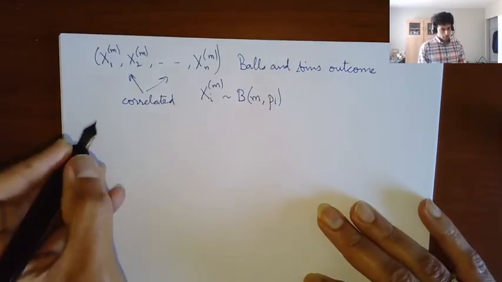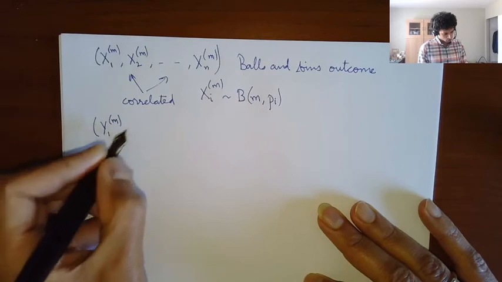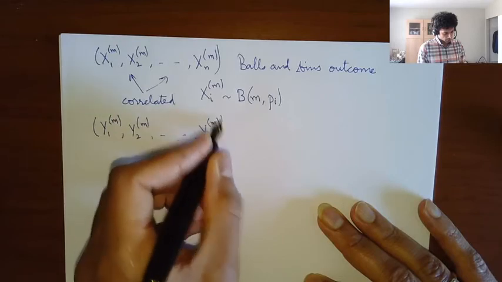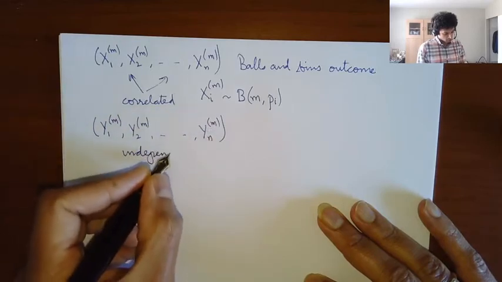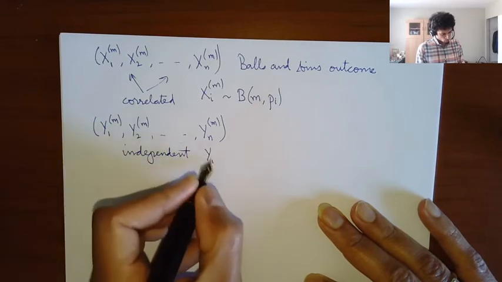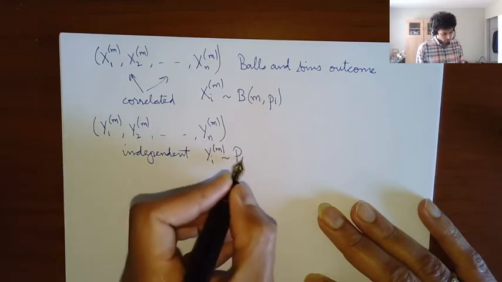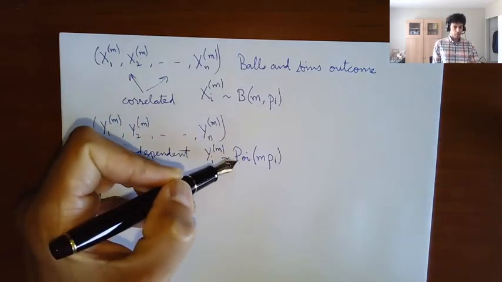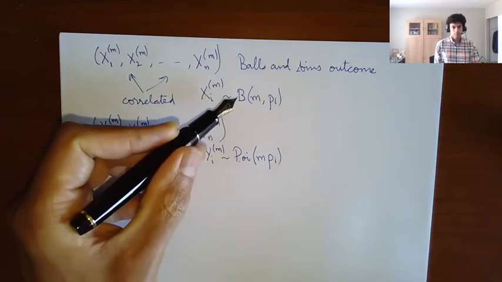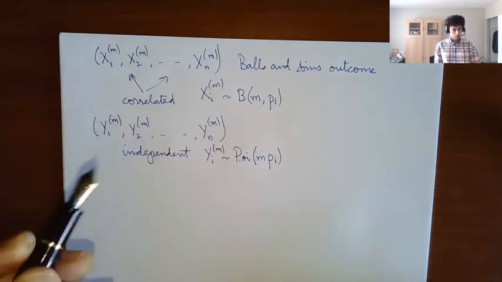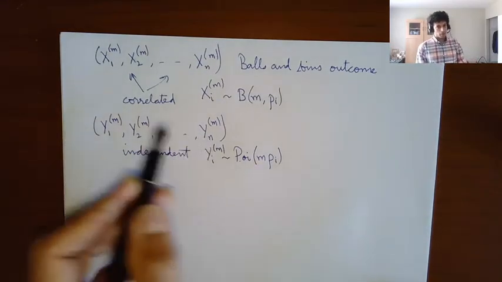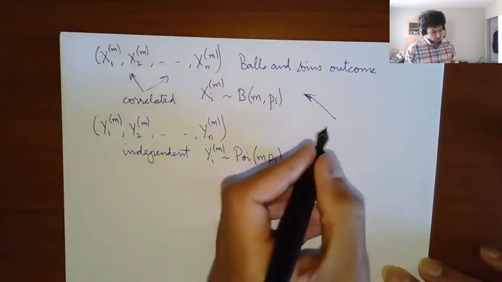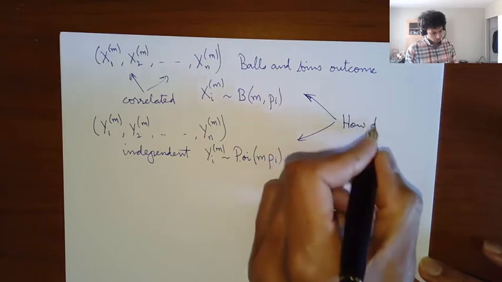Let's think of an alternate experiment, which is Y_1(m), Y_2(m), up to Y_n(m). These are going to be independent draws where Y_i(m) is distributed according to a Poisson with the same expectation. So the expectations are the same, but this is a binomial, this is a Poisson. These are independent Poissons. These are correlated binomials. And the question is, how do these relate?